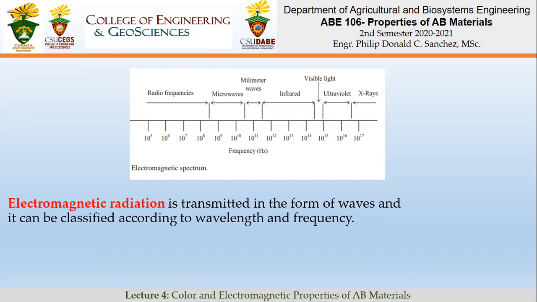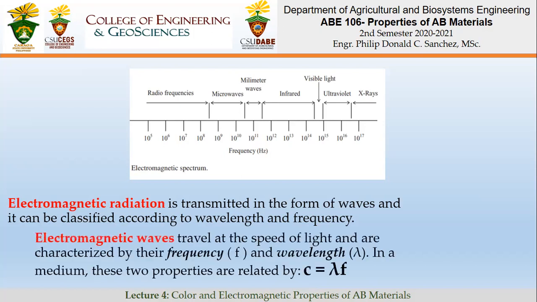Electromagnetic radiation is transmitted in the form of waves. As a review from our physics class, we can classify the electromagnetic radiation spectrum into wavelength and frequency. The waves travel at the speed of light, and the wavelength, lambda, and frequency are related by the equation C equals lambda, the wavelength, times the frequency f. That's the value of electromagnetic waves, where C is the speed of light in a vacuum, 3 times 10 to the power of 8 meters per second. So it's a constant value of C.